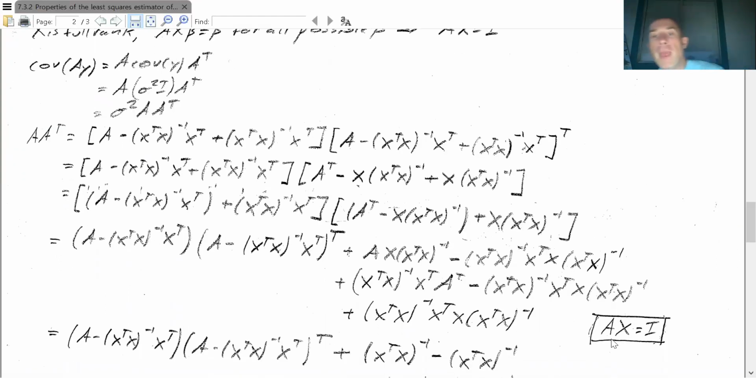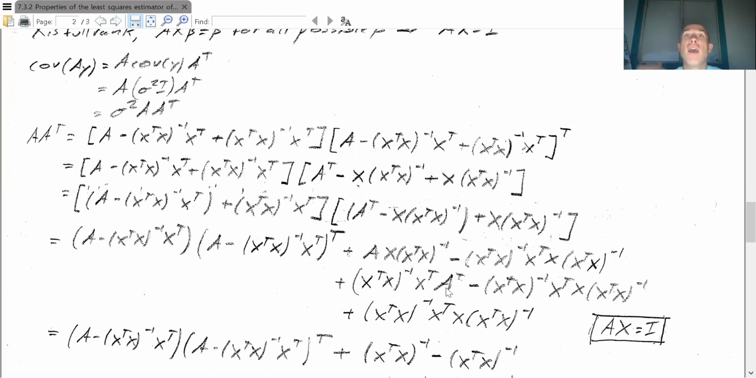Now remember, anytime I have A times X, that becomes the identity matrix. So this part here is the identity matrix. And then these two cancel out to be the identity. So I end up having X transpose X inverse, X transpose X inverse, one positive, one negative. It's out of there.